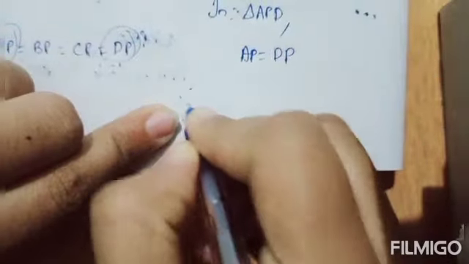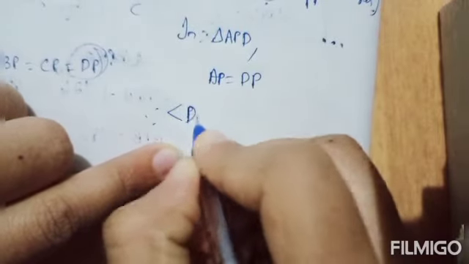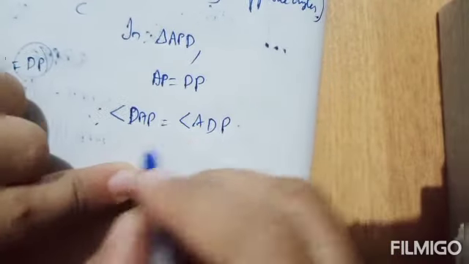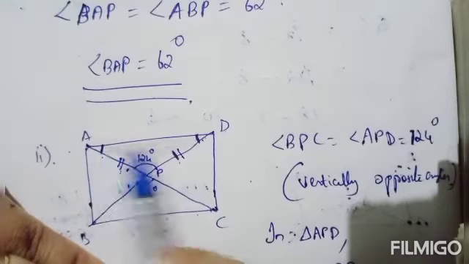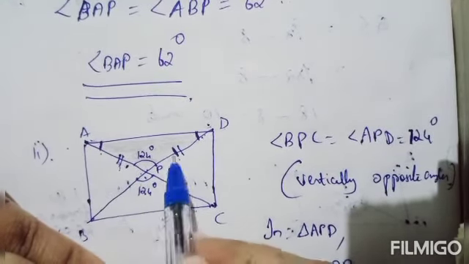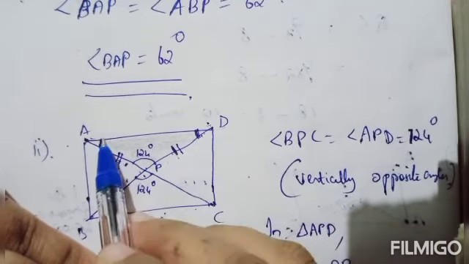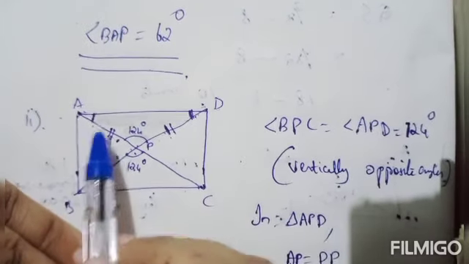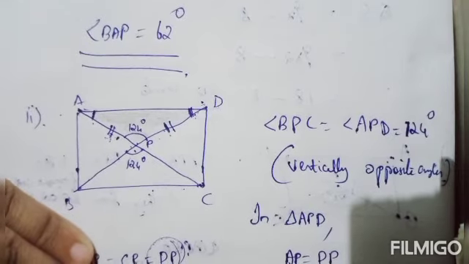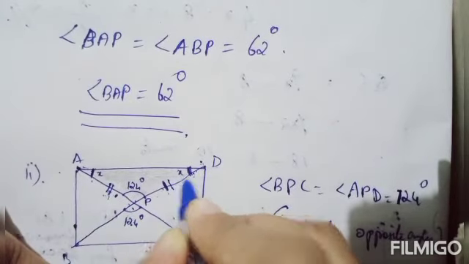Therefore we can write angle PAD or DAP equal to angle ADP. These two angles DAP and ADP will be equal. In this triangle, these two sides AP and DP are equal, therefore the angles opposite to these two sides are also equal. Therefore, we can write DAP equal to ADP. Now let these angles be x.